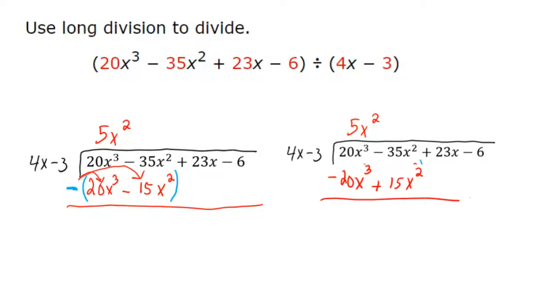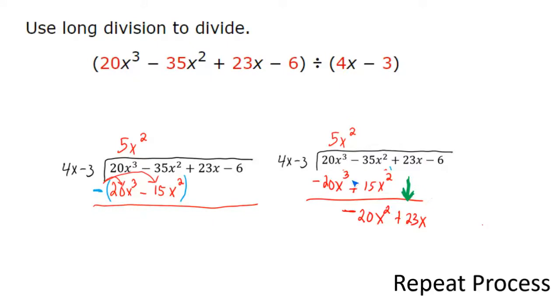So now I can go ahead and simplify here. So 20x cubed minus 20x cubed is 0. Negative 35x squared plus 15x squared is negative 20x squared. We're going to bring down the 23x, and then we're going to repeat the same process. So we're going to look at 23x.